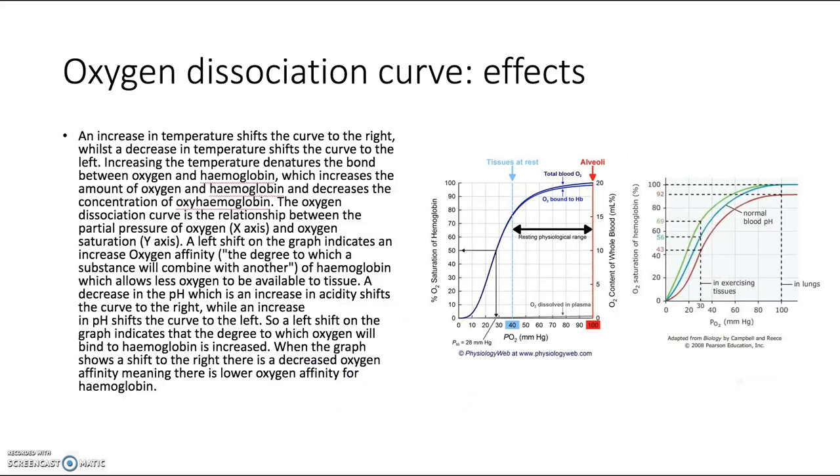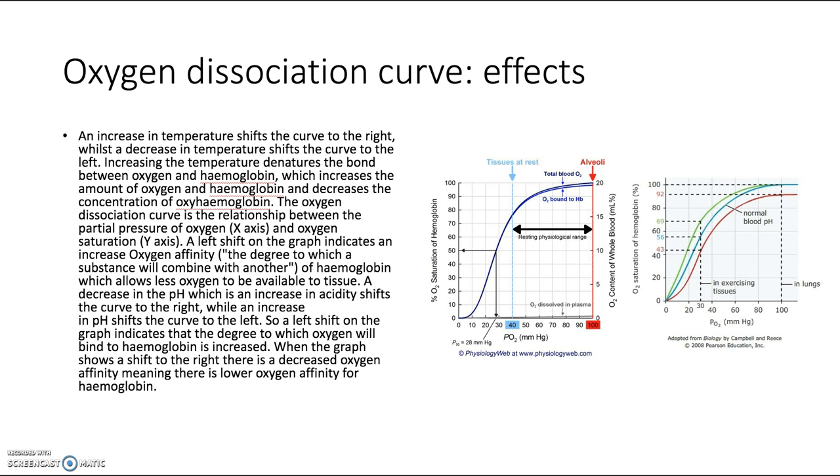The oxygen dissociation curve and its effects. An increase in temperature shifts the curve to the right, whilst a decrease in temperature shifts the curve to the left. Increasing the temperature denatures the bond between oxygen and hemoglobin, which increases the amount of oxygen in hemoglobin and decreases the concentration of oxyhemoglobin.